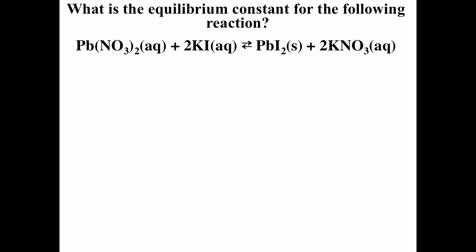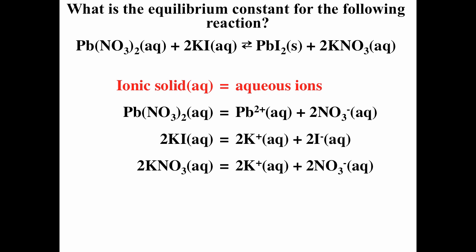And so again, we're asked for the reaction, what is the equilibrium constant? And so I don't see any acids or bases, but I see lead nitrate aqueous, looks like an ionic solid, aqueous. And so for ionic solids that are aqueous, I can write them down as aqueous ions. And so lead nitrate is actually equal to lead ions plus nitrate ions. Potassium iodide, aqueous is potassium ions, iodide ions. And then potassium nitrate is potassium ions, nitrate ions.